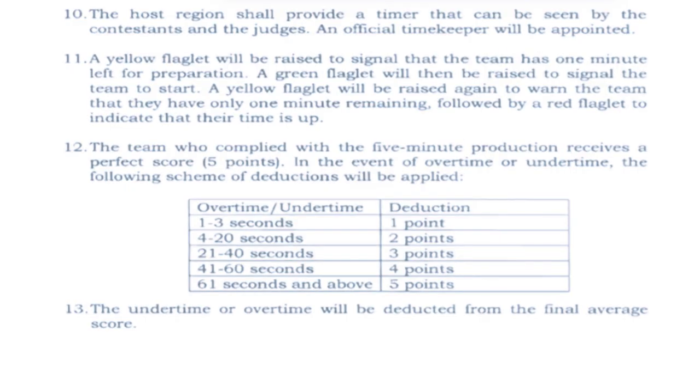So once the simulation is overtime or undertime by 1 to 3 seconds, they will have 1 point deduction. If their overtime or undertime is 4 to 20 seconds, the deduction is 2 points. If it's 21 to 40 seconds, there will be 3 point deduction. Then 41 to 60 seconds, there will be 4 points, which will be deducted from your overall score. And 61 seconds and above would be 5 points. So technically, you don't have any point if you exceed 61 seconds and above. So you have zero for that, for the overall.